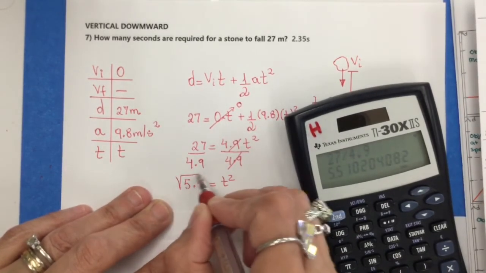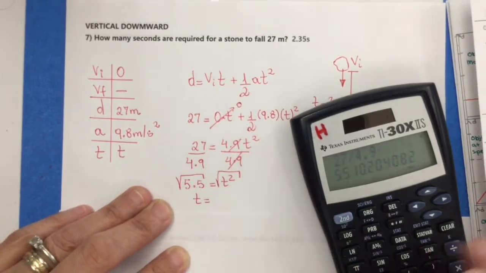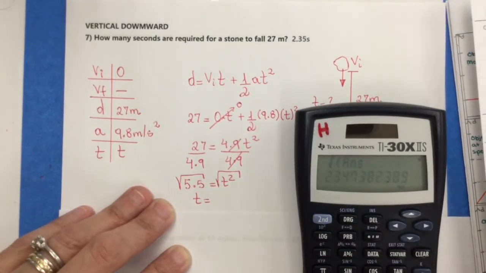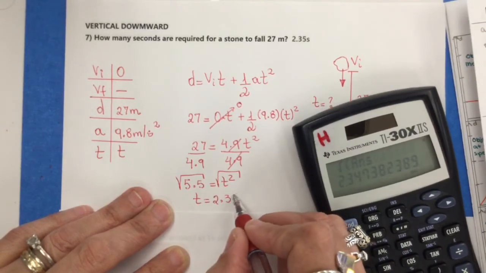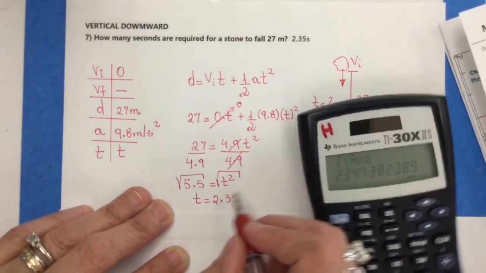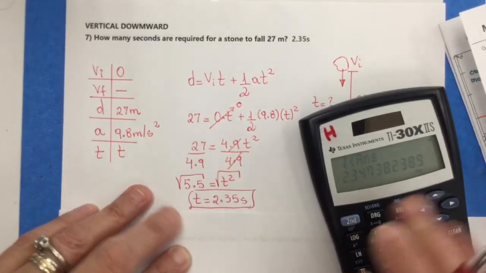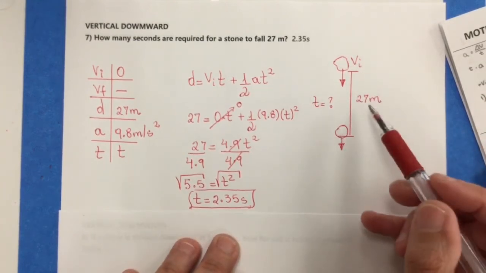So now we are going to take the square root of both sides. So T is the square root of 5.5, which is 2.35 seconds, rounding. So that's the time that it takes for this stone to fall 27 meters.